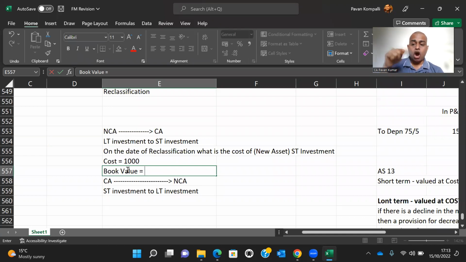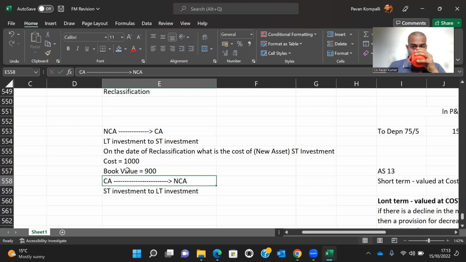Long-term investment, I bought share at 1000 rupees. Can my book value be more than 1000? No way. It amounts to profit, no? Long-term investment of share, you can never do upward revaluation. Can it be lower? Can it be 900 rupees? Yes, it can be 900 rupees.